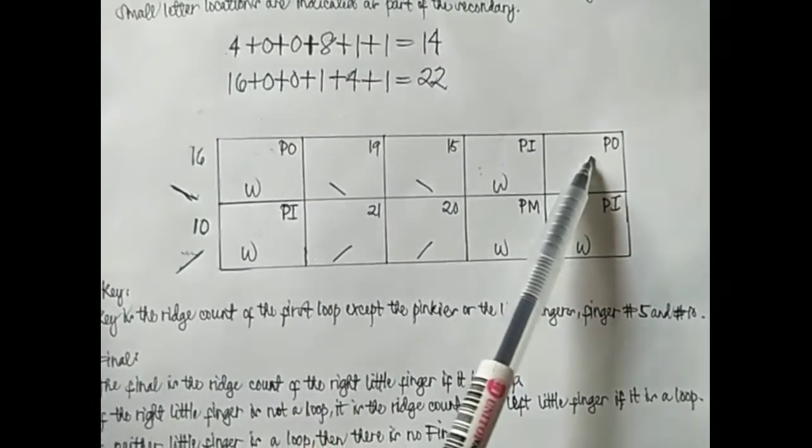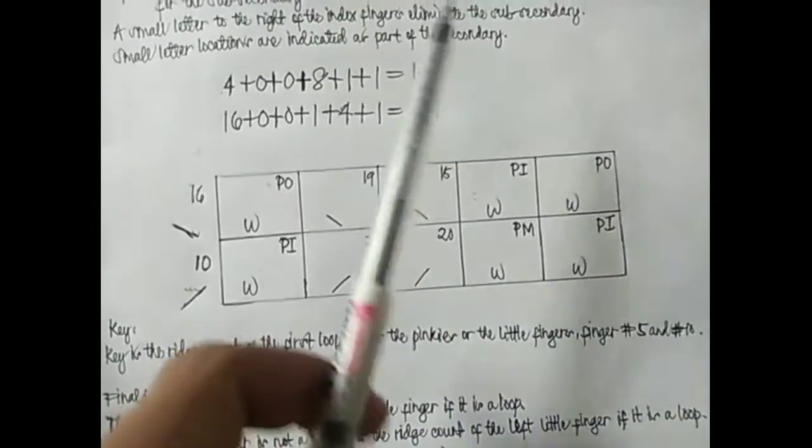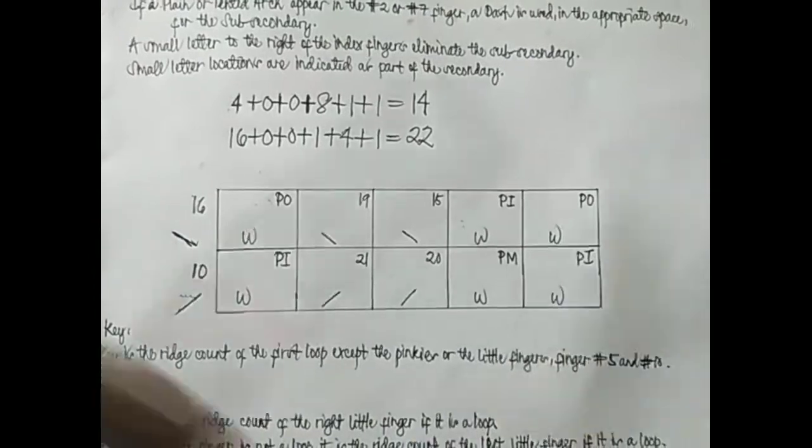If the first loop is located in the pinky finger, finger number 5 or finger number 10, then there is no key.